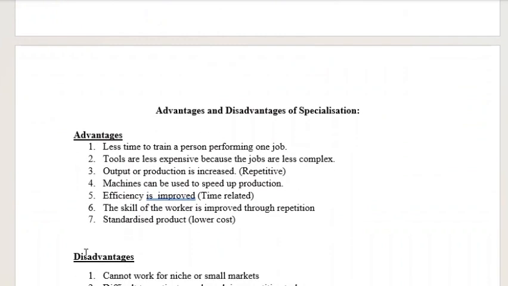So let's look at some advantages of specialization that relate to the overall economic activity. Less time to train a person performing one job. If one person is doing a particular job, they get better at it. It becomes easy for them. Tools are less expensive because the jobs are less complex. Output or production is increased. It is repetitive. Everyone knows what they have to do. Machines can be used to speed up production. Efficiency is improved, time related. The skill of the workers is improved through repetition. And we have subsidized product or lower costs.